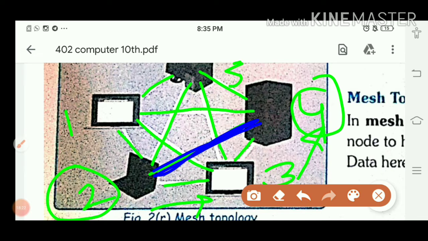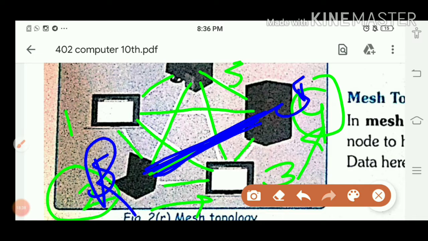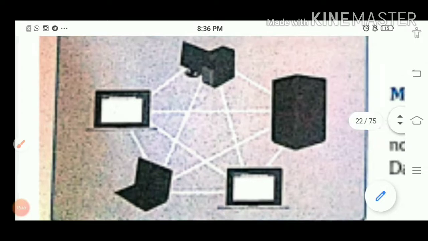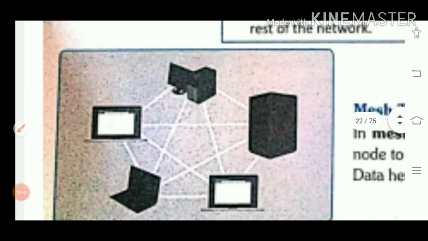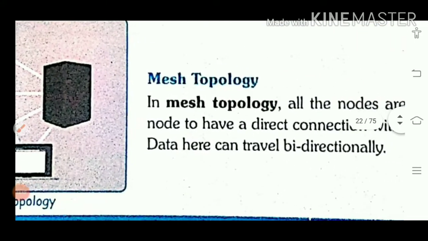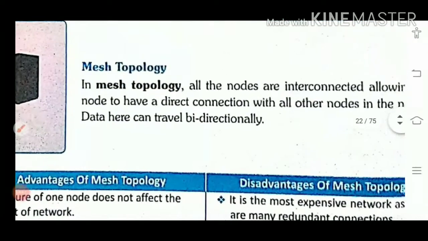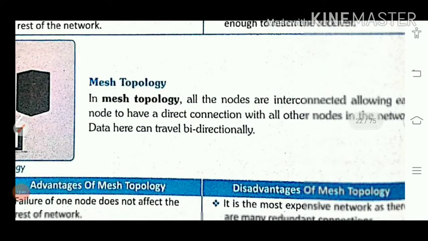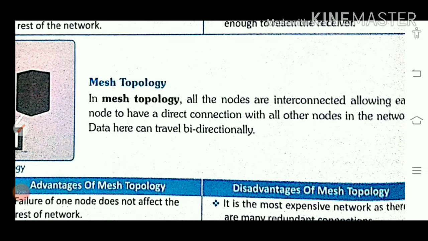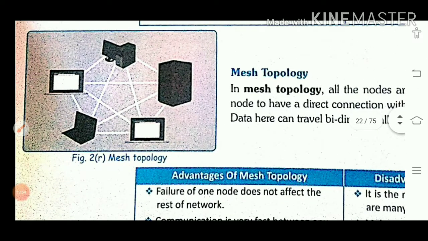Now here node 2 is requesting, node 4 is asking, node 4 is giving, ठीक है, so node 2 is sender and node 4 is receiver, sorry, node 4 is sender and node 2 is receiver. Now what? That node 4 will directly give this to node 2. So this one is mesh topology. Here every node is connected to every other node. Okay. So in mesh topology, all the nodes are interconnected to each other, allowing each node to have a direct connection with all other nodes.